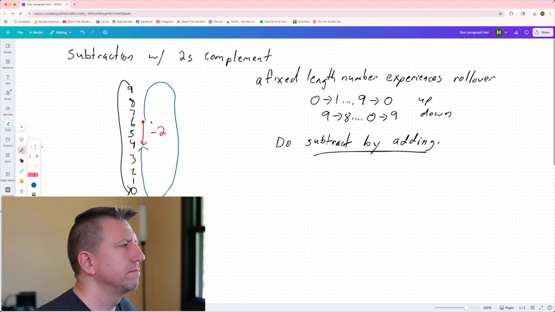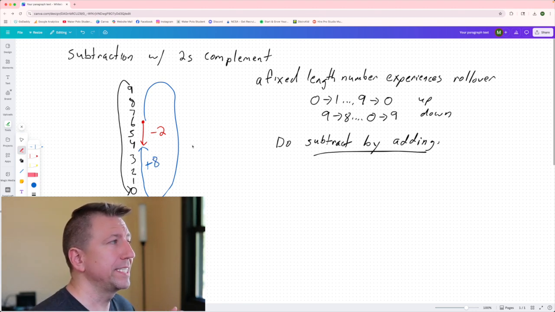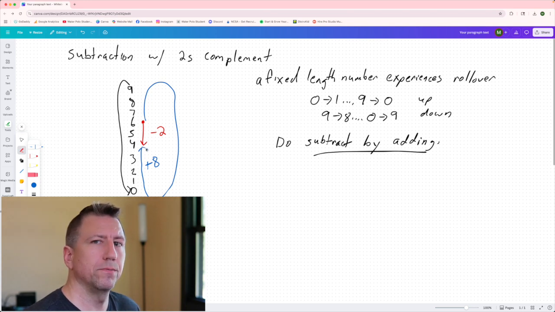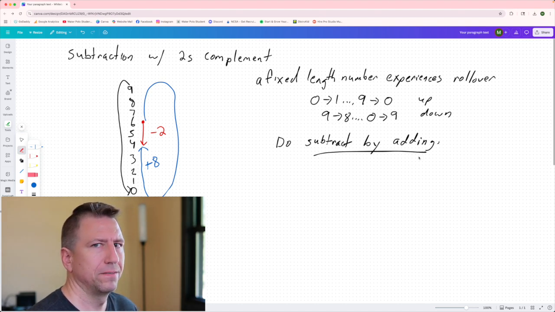So how many positive moves did we have to make? We had to make 1, 2, 3 to 9, 4 to 0, 5, 6, 7, 8. So this is essentially adding 8. So we can add 8 to 6 and get 14, but the 1 gets thrown out, and so we're left with 4. We get to 4 by doing that. Or we can take away 2 from 6 to get to 4. And so with rollover, it doesn't matter which way we get there, we still end up at 4. And so we can subtract 2 by adding 8 here.